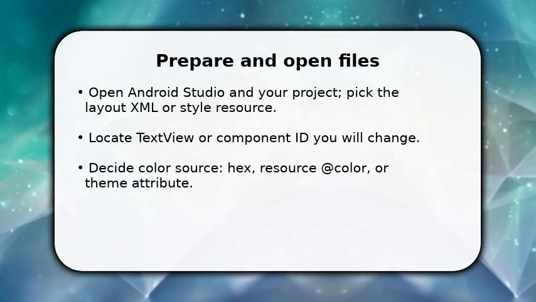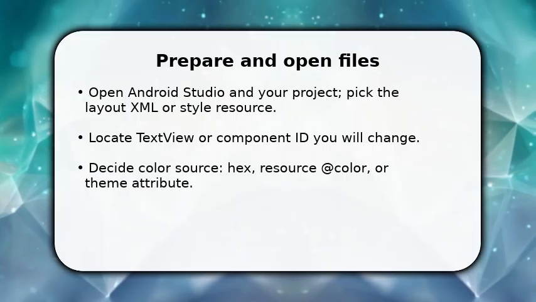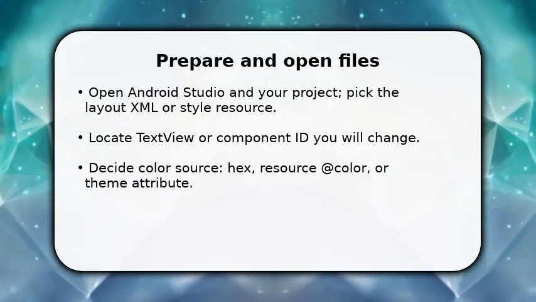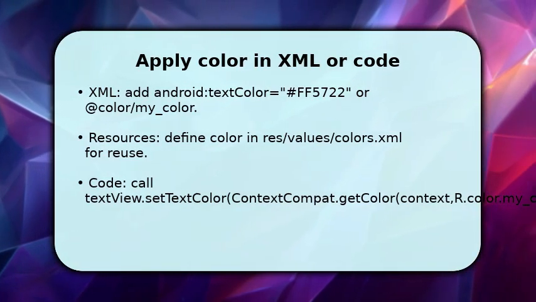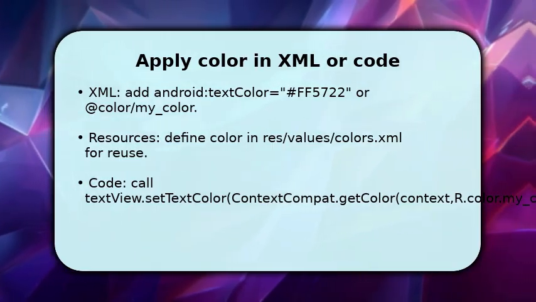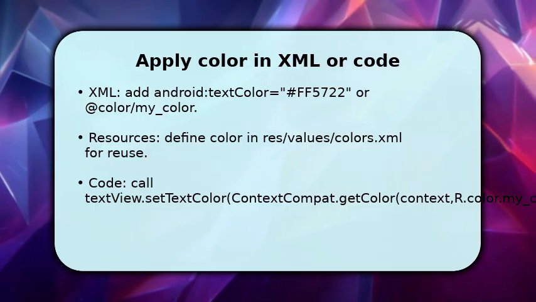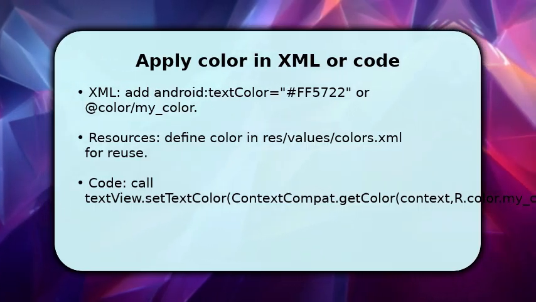Now change the text view color either directly in XML or from code. In XML, add android:textColor with a hex or a color reference; this instantly updates the preview. If you prefer reusable design, add the color to res/values/colors.xml and reference it.